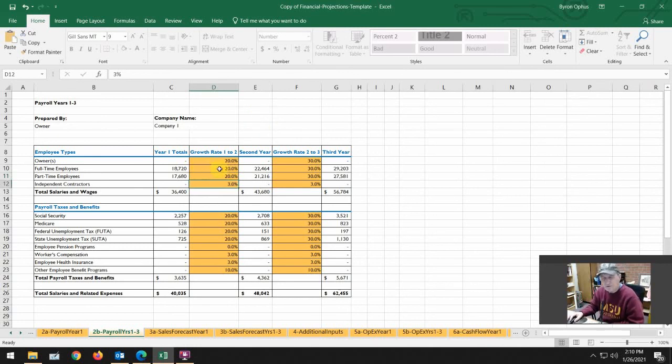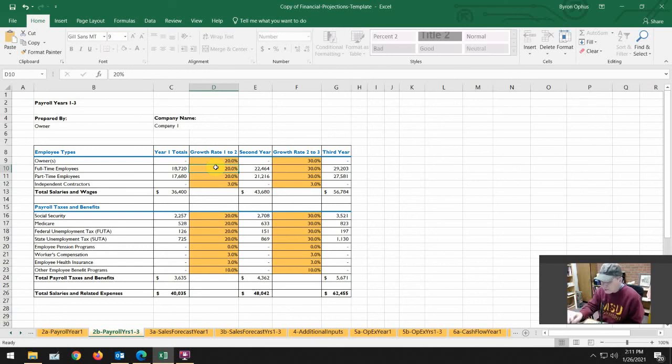If we had it like this, we'd be correct because we've got 20% increases here and 20% increases down here in all our Social Security and Medicare and whatnot. And we got 30% increases here and 30% here. I'm going to tell you that that's some pretty big increases, and I probably would not be inclined to give that type, or at least project that type of an increase. If things went extremely well, I might do it, but I'd be kind of hesitant to plan on that.